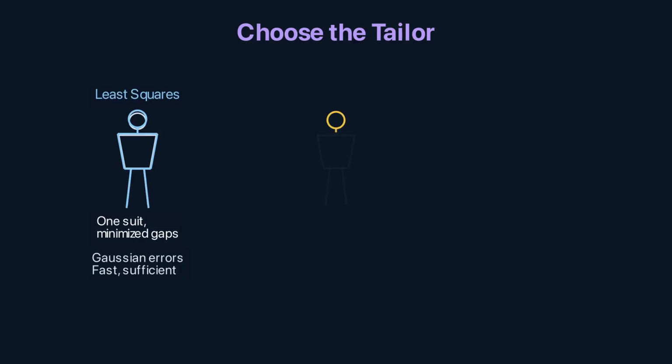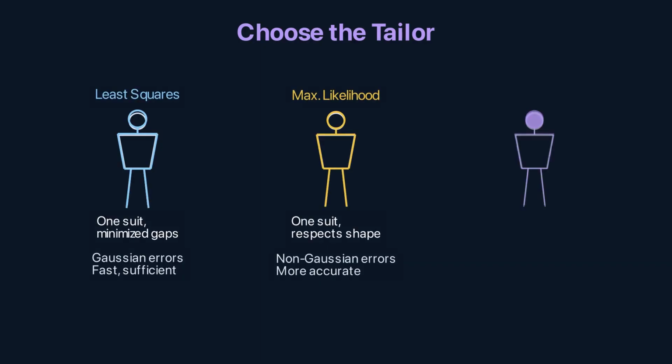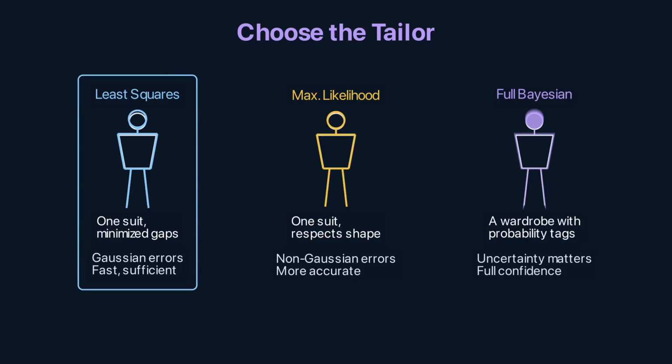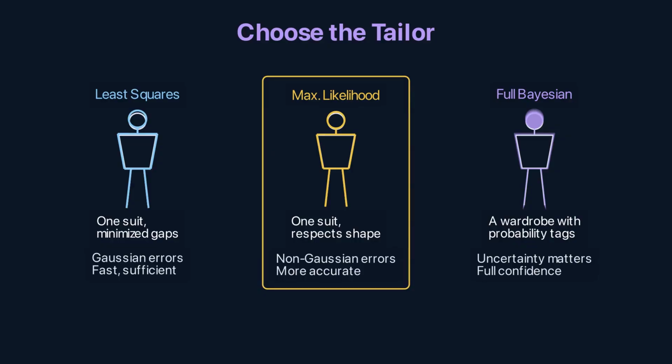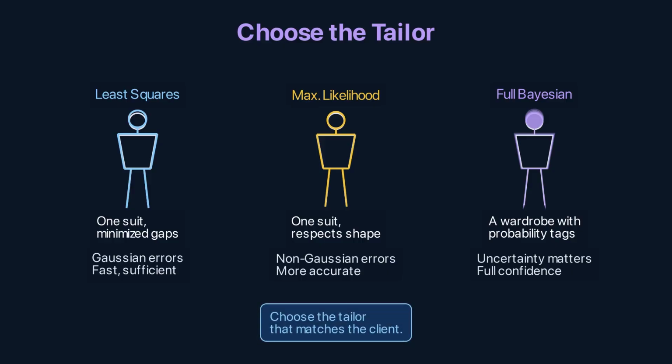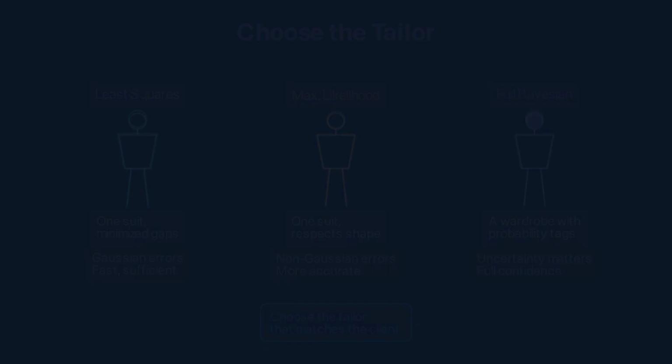One suit minimizing gaps, least squares. One suit respecting body shape, maximum likelihood. A wardrobe of suits with probability tags, full Bayesian. Least squares for standard bodies with Gaussian errors, fast and sufficient. Maximum likelihood for unusual bodies with non-Gaussian errors, more accurate, same computational cost. Bayesian for situations where uncertainty matters, more expensive, but you know exactly how confident you are about every measurement. Choose the tailor that matches the client.